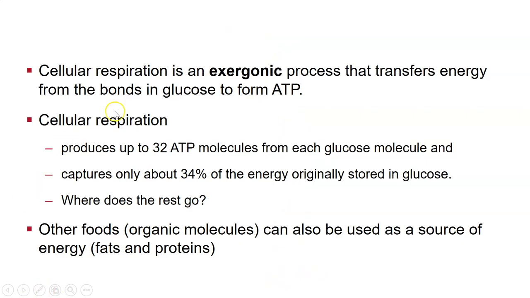Now, cellular respiration is what we call an exergonic process. Another way you can say that, it's also a catabolic process. Essentially, what we're doing is breaking bonds, which are held by electrons, and using the energy stored in those electronic configurations in those bonds to be transferred to produce ATP. So it's exergonic.